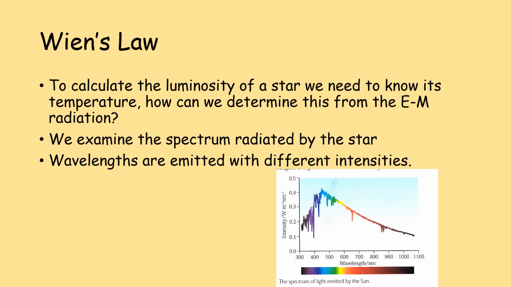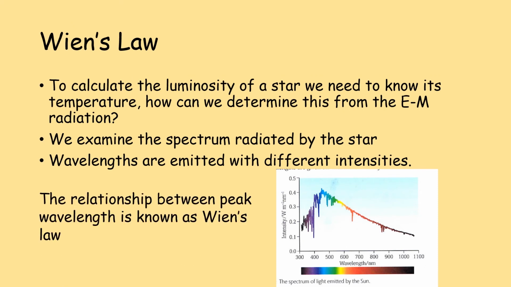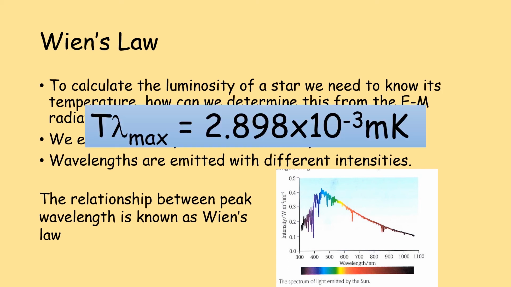So what can we do with this? Well, now we can determine the relationship between the peak wavelength, and this is Wien's law. And there's the temperature multiplied by this maximum wavelength, that peak wavelength, always, when multiplied together, gives 2.898 times 10 to the minus 3 meters Kelvin.